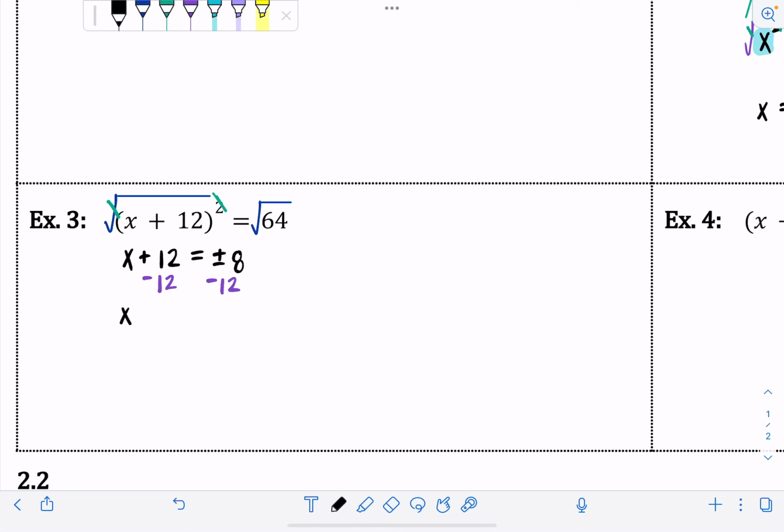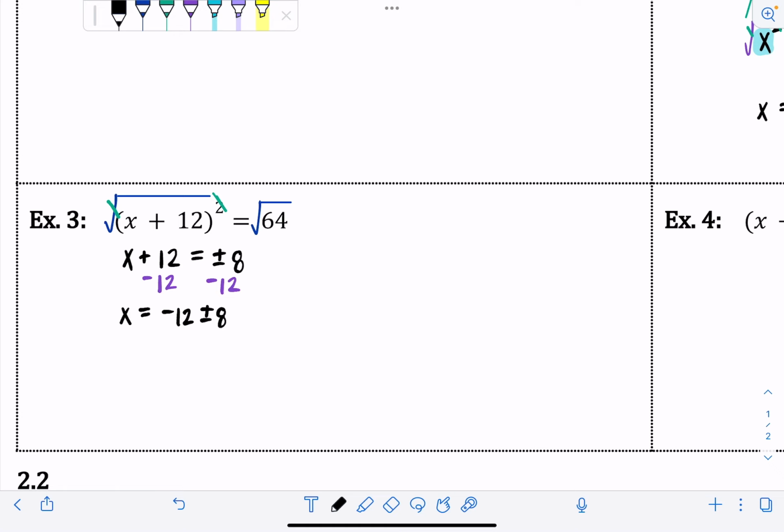So then I have x equals, I'm going to put the minus 12 first. You can decide which one you like to put first on your own. So my negative 12 and then plus or minus 8. But we can find this answer. It's going to be 2 different integers.